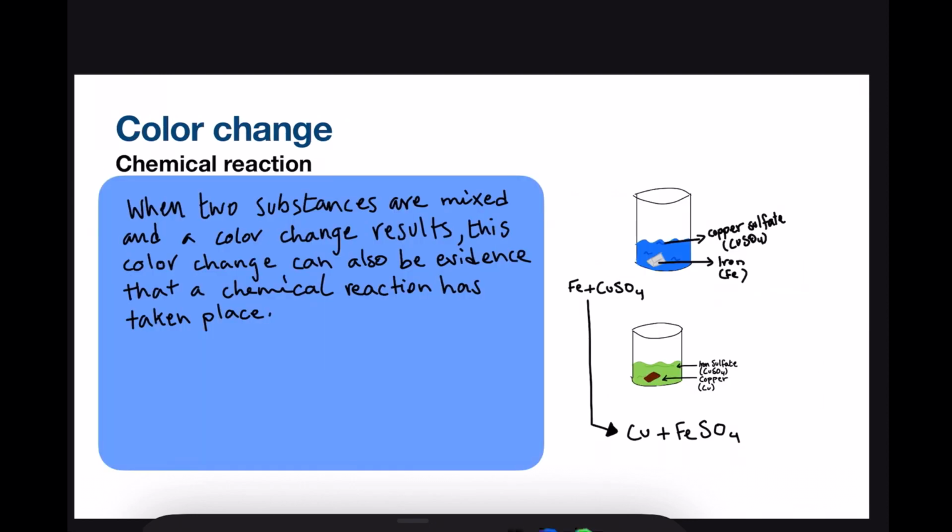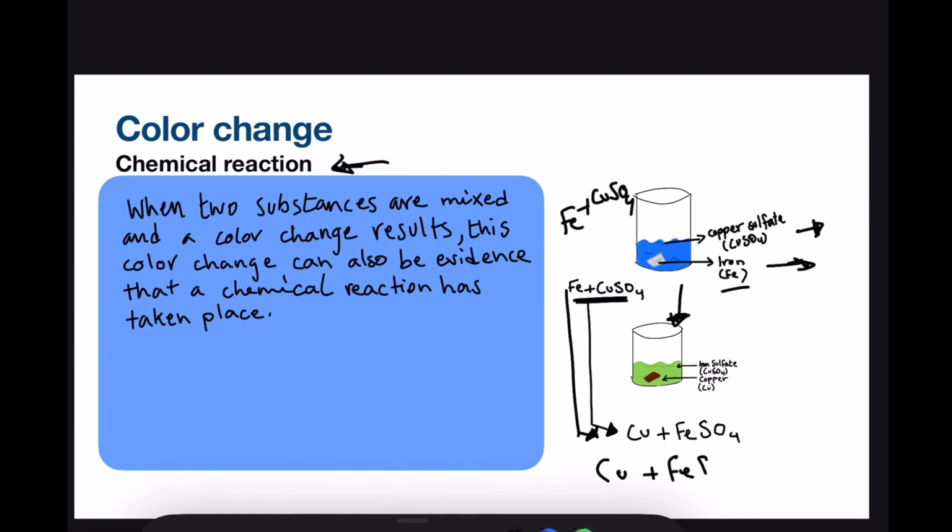In color change, as we can see here, two substances are mixed together, and the resulting color change is evidence that a chemical reaction has occurred. So here we have copper sulfate and iron, and it makes this equation: iron and copper sulfate. Now, when we see the product of it, it's going to be different. It's going to be Cu plus FeSO4. And that makes a different solution.